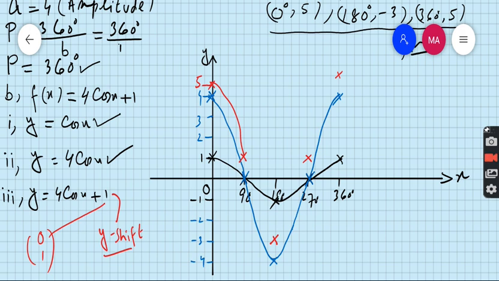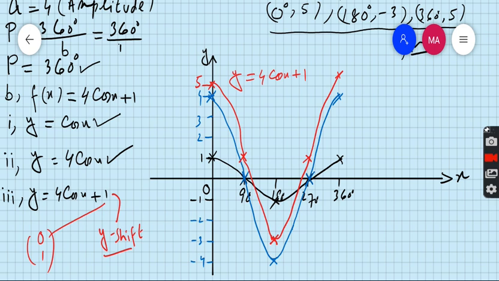Now join this point to this. This is our final graph, the red one. y is equals to 4 cos x plus 1.